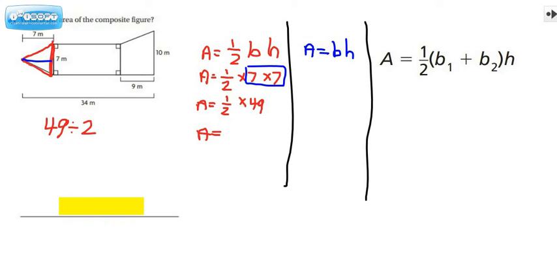Now let's look at the rectangle. Rectangle's right here. And let's figure out the dimensions of that. Alright, so we know that this number is 7. We're going to call that the height. But let's see if we can figure out the base. We need to know the length of this line. Now, the issue that we have here is that they don't give it to you. But we can infer it.